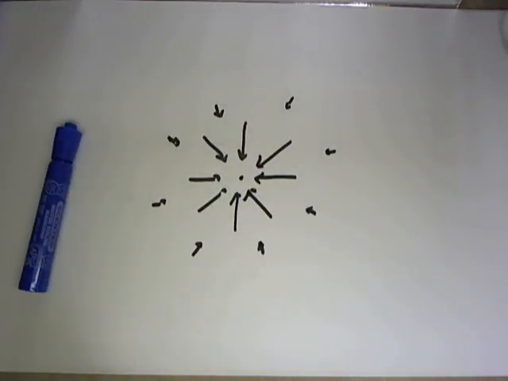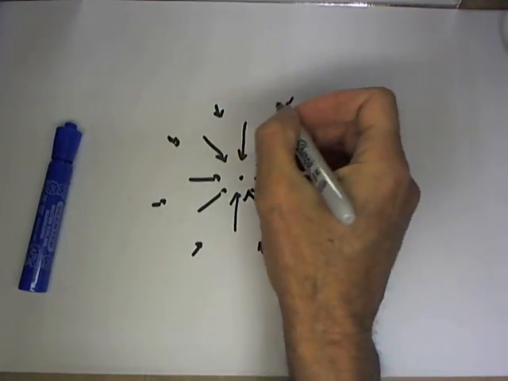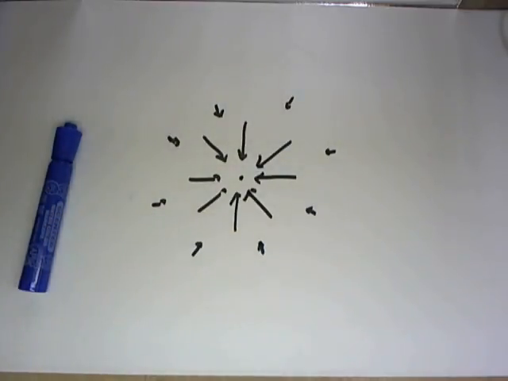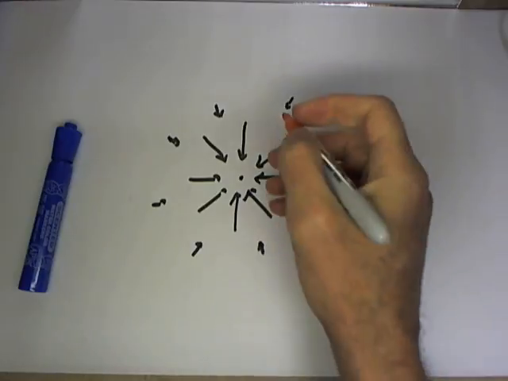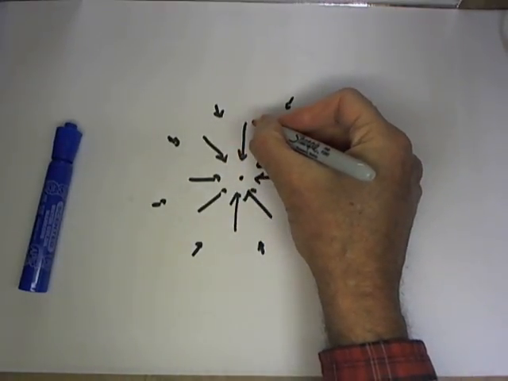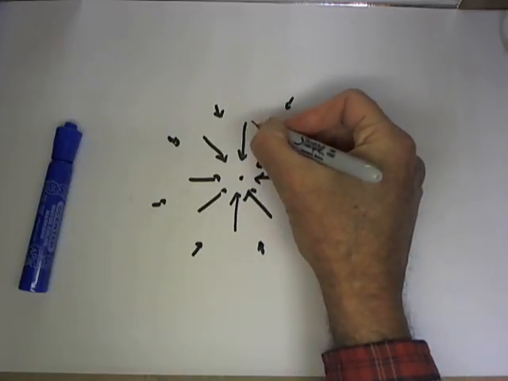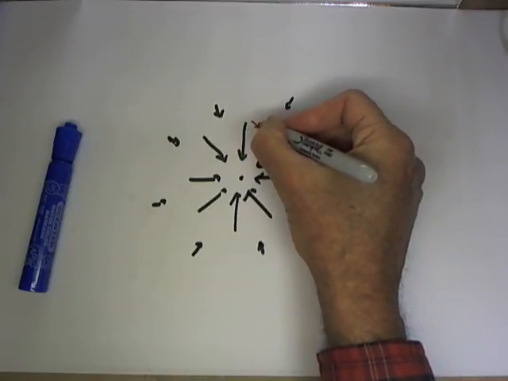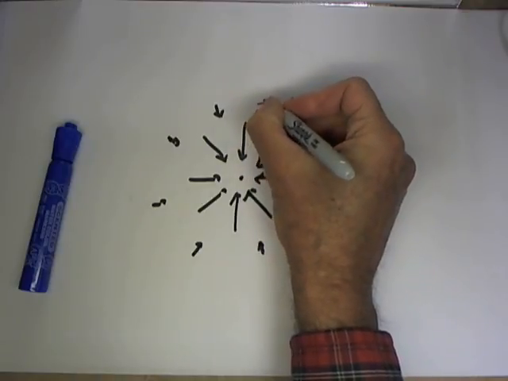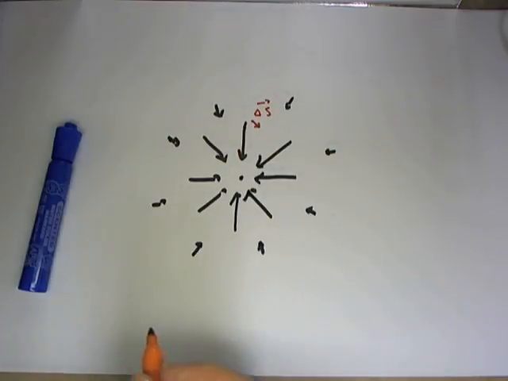If we have a force field, let's say, and we have a short segment of a path through the force field. For example, let's say that we move along a path like so. So we move a short displacement. So let's call this a displacement vector. We'll call that a delta S, a displacement.